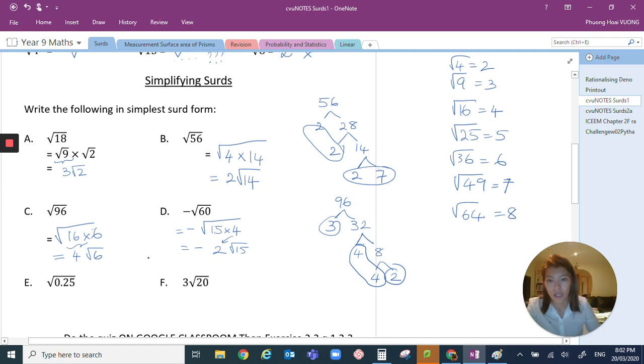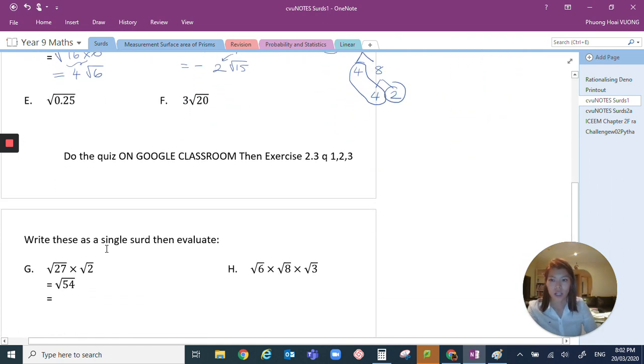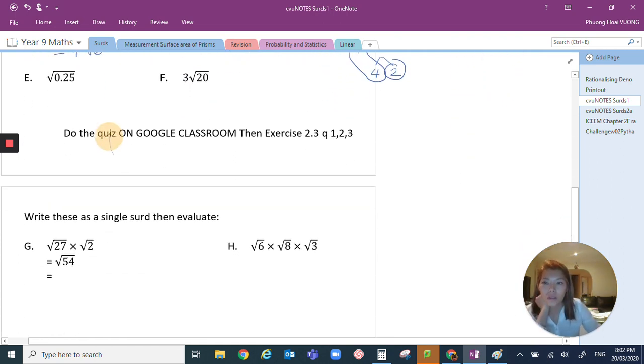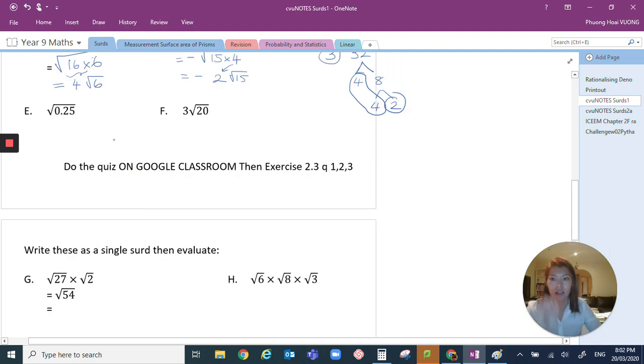The next one looks a little bit tricky, but it's actually not that bad. Let's have a look. How would you write a decimal as a fraction? 1/4, which is square root of 1 over square root of 4. We know square root of 1 is just 1, and square root of 4 is just 2. And it makes sense because a half squared is equal to 1/4. So square root of 1/4 is a half.